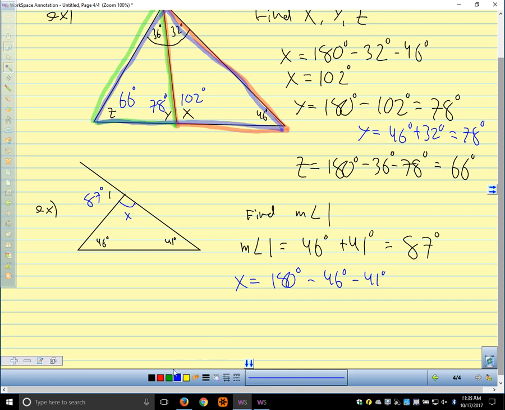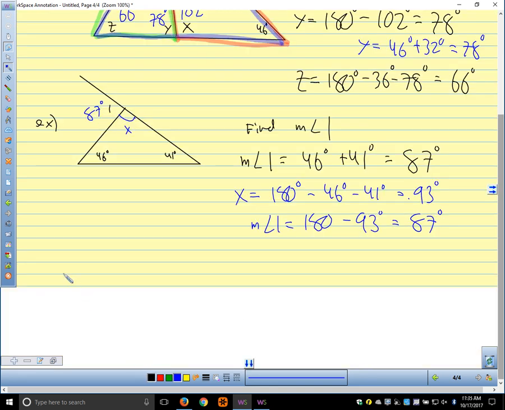So what would that come out to be? 93? Is that right? And then we could say the measure of angle 1 is 180 minus 93, which is 87. So we could do it that way also. If you don't remember about exterior angles and the remote interior angles, you can always use triangle sum.